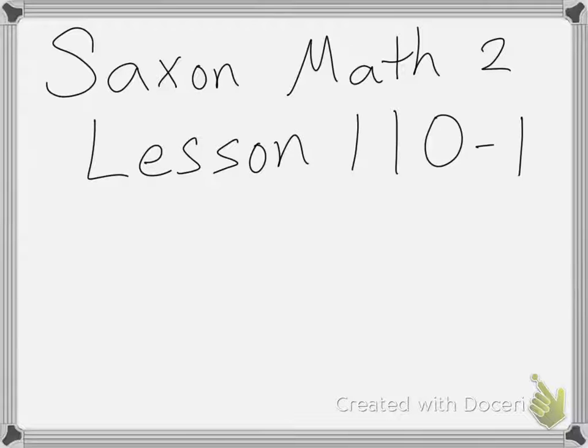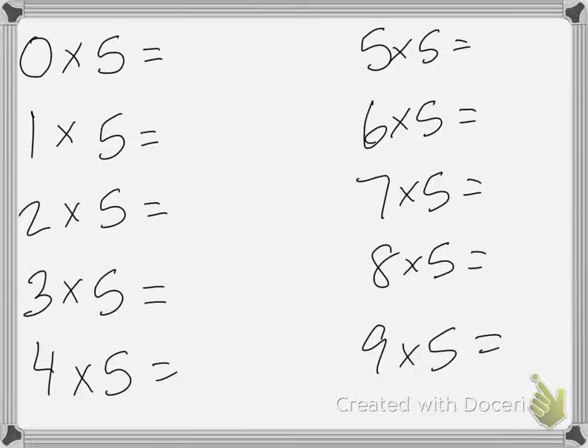Today's lesson is lesson 110-1, multiplying by 5 facts and drawing pictures and writing multiplication number sentences to show equal groups. When we do equal groups, we always say that there are so many groups of 5 pennies, let's say, equals so many pennies. So we're going to say that I have groups of 5 pennies, and the first number is telling me how many groups I have.